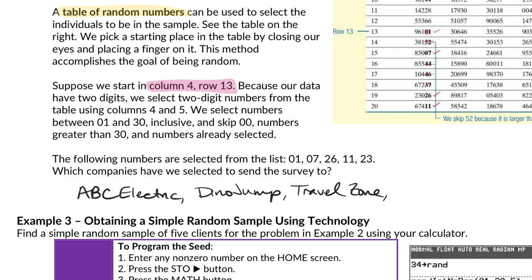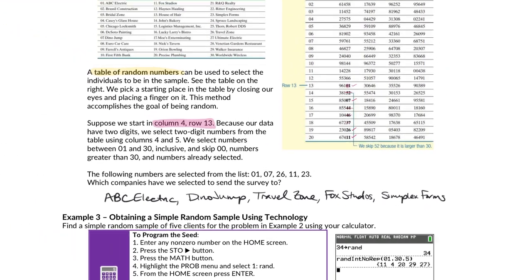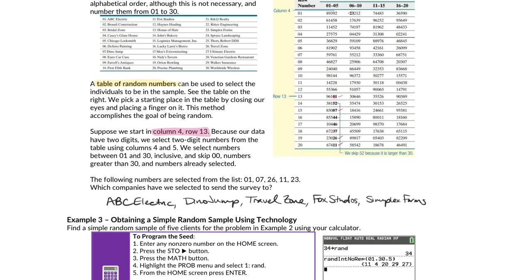By the way, this is just random. They happen to put these in alphabetical order. That's not necessary, but it's kind of nice. So when you order your companies in your list, you can do it in whatever order because it's also kind of random. They chose alphabetical. 11 is Fox Studios. And then 23, Simplex Forms. So our simple random sample of these 5 companies we're sending the survey to out of the 30 that are working with this law firm, I assume it's a law firm by its title, would be these 5. And we got this from a table of random numbers.